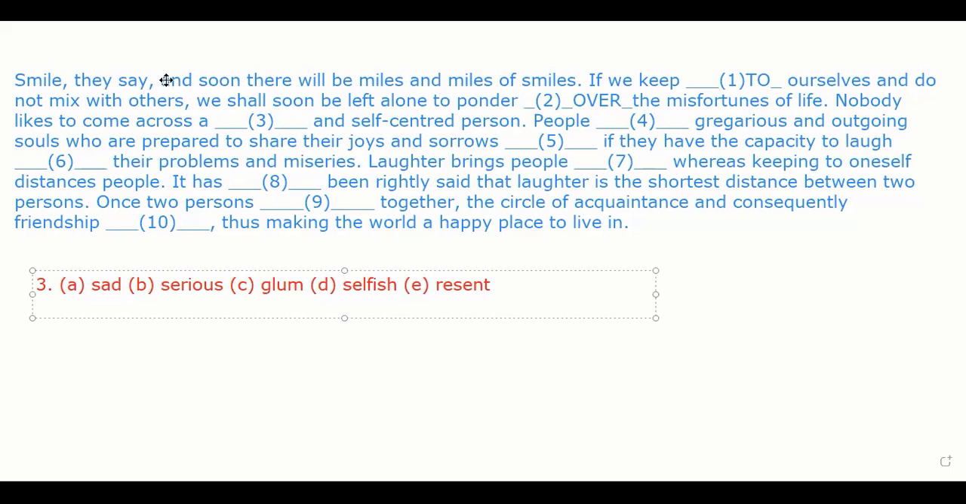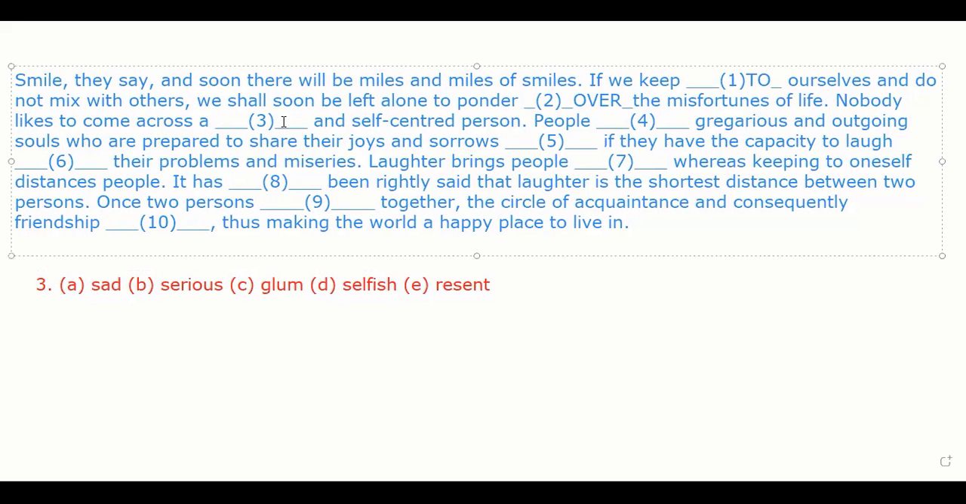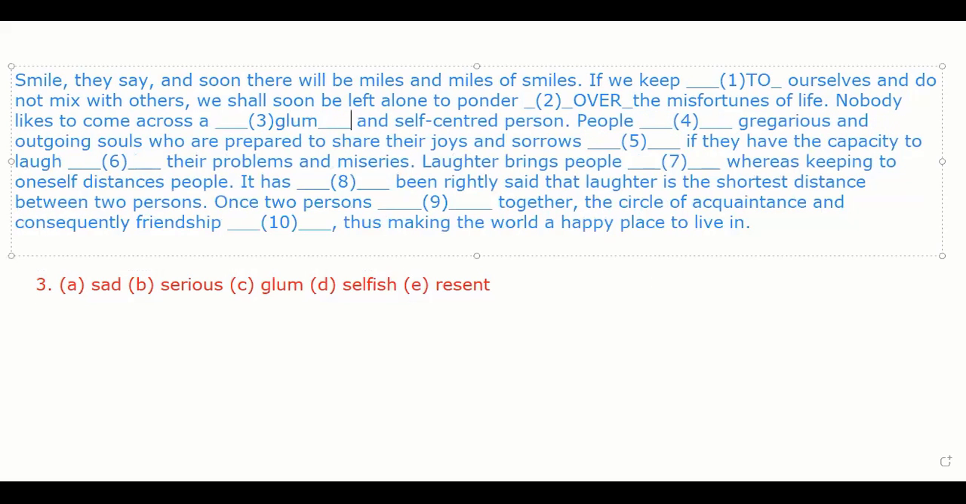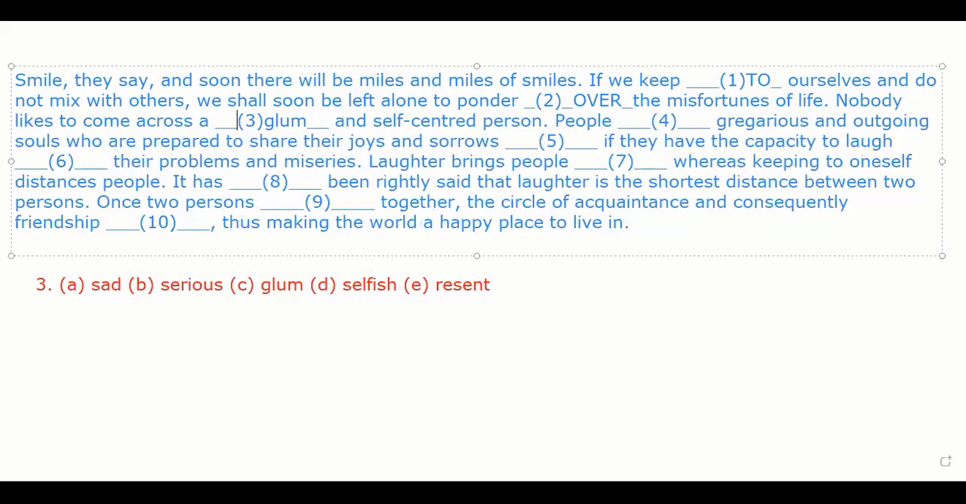So that is why, guys, the right answer has to be glum, which is not only about sadness, but why sadness? Because the person is very alone or doesn't mix with others. So nobody likes to come across a glum and self-centered person. That is what should be the most appropriate. Got the idea? Glum. Self-centered is totally out of the question.